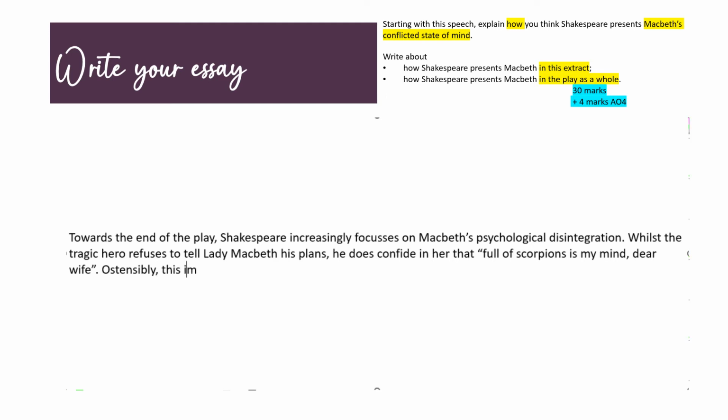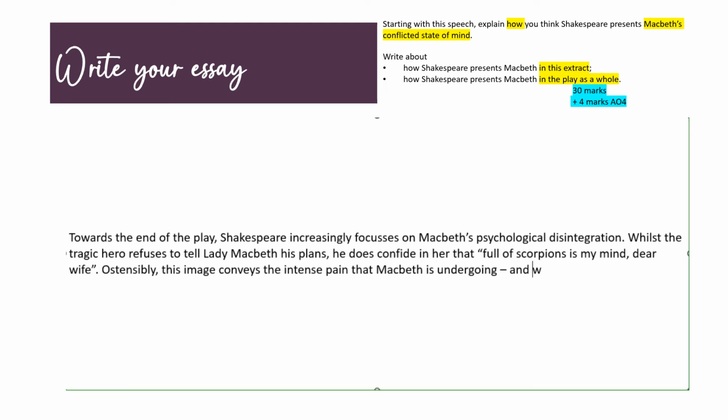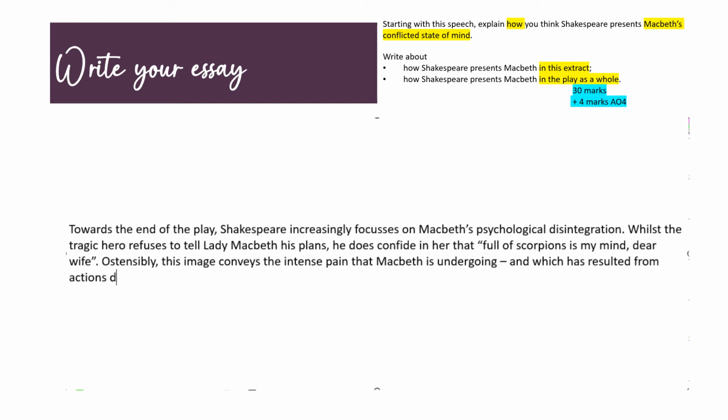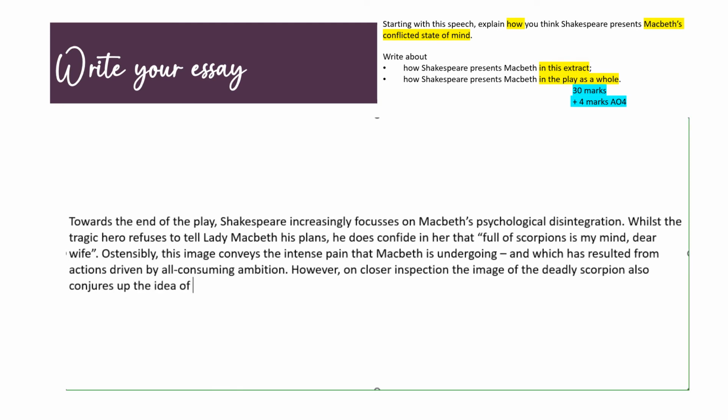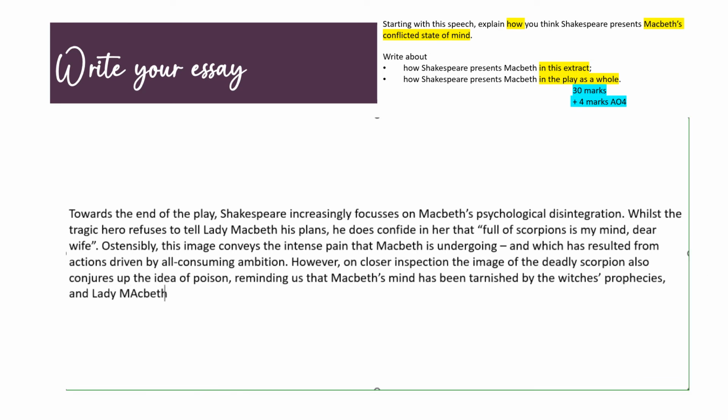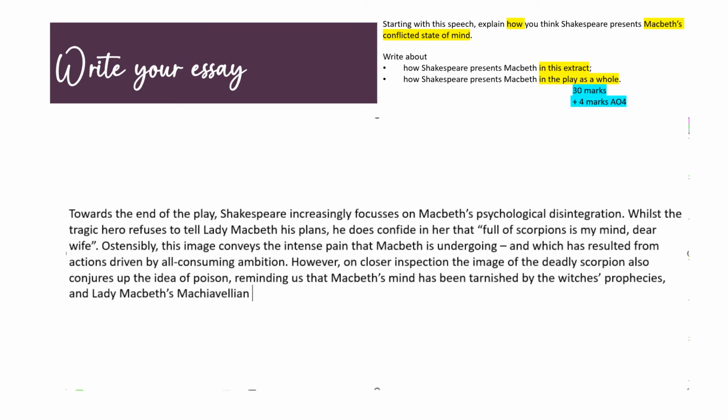So I'm going to say, ostensibly, this image conveys the intense pain that Macbeth is undergoing, and which has resulted from actions driven by all-consuming ambition. And here comes my on closer inspection. So, however, on closer inspection, the image of the deadly scorpion also conjures up the idea of poison, reminding us that Macbeth's mind has been tarnished by the witch's prophecies and Lady Macbeth's Machiavellian scheming. Now, there's lots of things going on in that sentence.